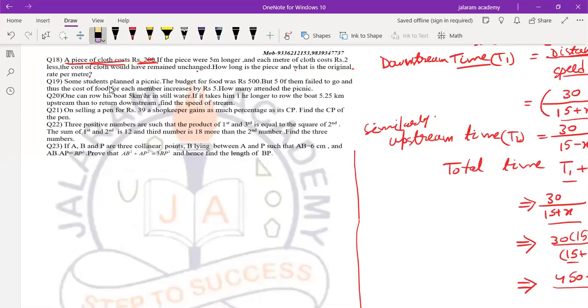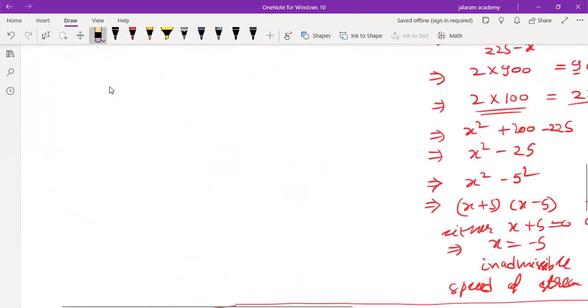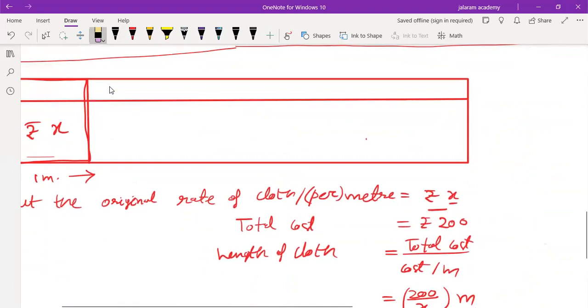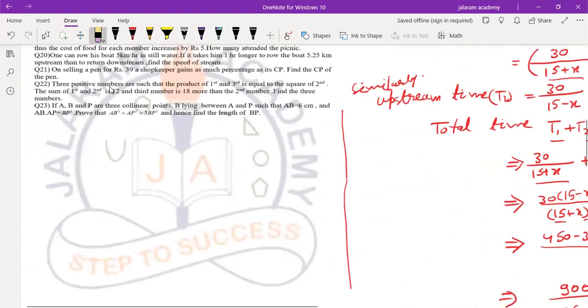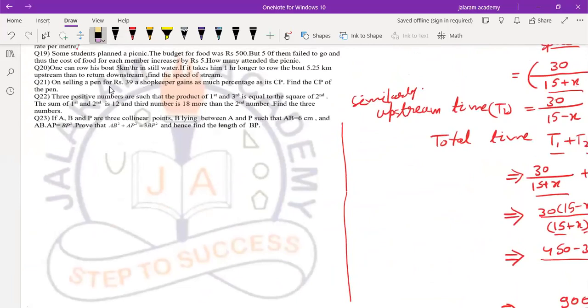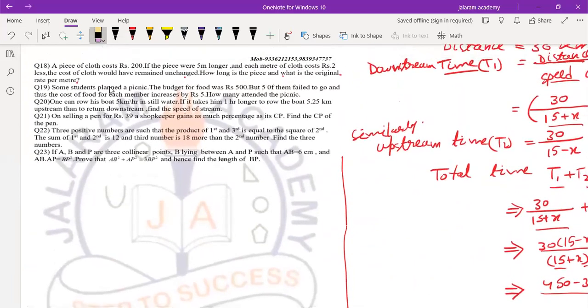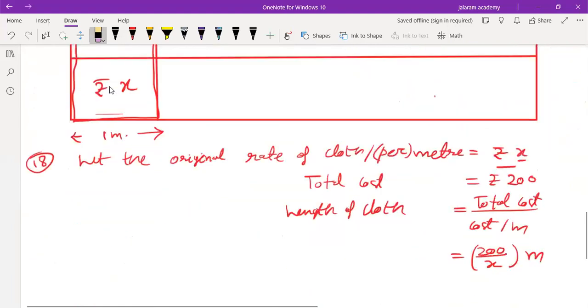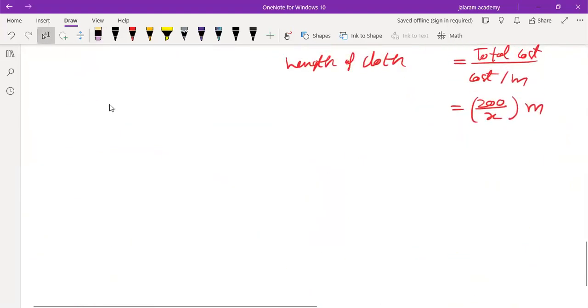As the total cost of the cloth is rupees 200, to find the length of the cloth we will divide total cost by cost per meter. So it gives the length of the cloth. Now according to case first, it is given that if the piece were 5 meter longer, means new length of the cloth is 5 meter more than the original length. That is, original length was 200 by X.